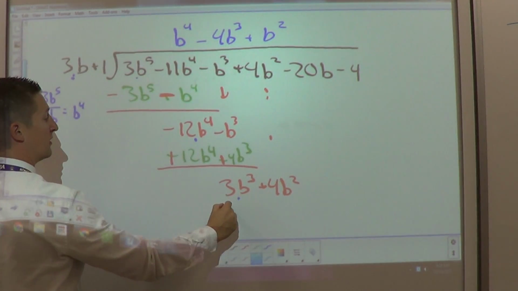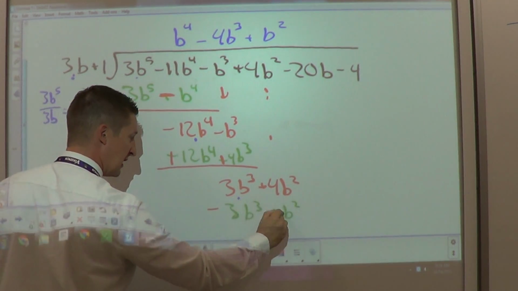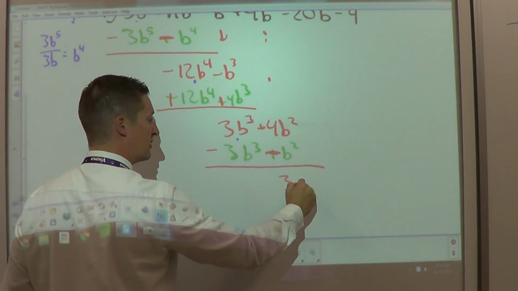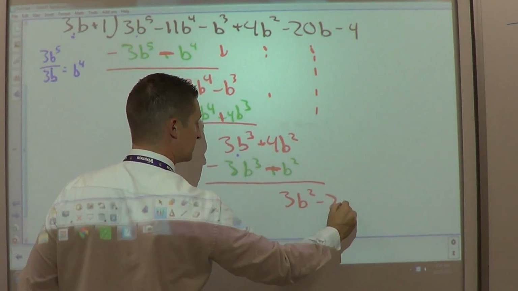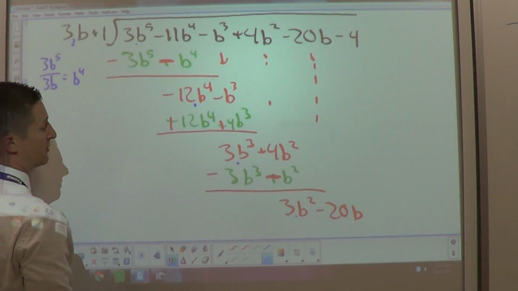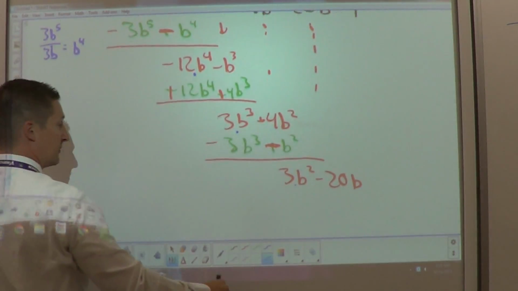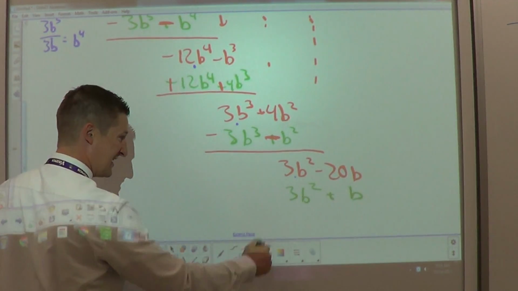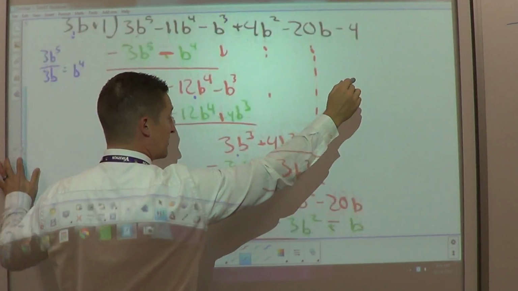Multiply around. 3b cubed plus b squared. Change the signs and combine. Goes away. 4b squared minus b squared, 3b squared. Drop down the next term, which is negative 20b. Repeat the process. First term divided by first term. 3b squared divided by 3b will be b to the first. Multiply around. That's going to be 3b squared plus b. Change signs and combine. We get negative 21b. Drop down the final term, which is a negative 4.